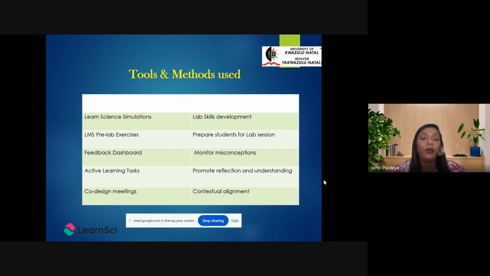And then we have the active learning tasks that promote reflection and understanding, as I just mentioned. And then the co-design of the meetings allows for contextual alignment. And so feedback from the lab demonstrators as well as the teaching assistants helped us to define these activities, as well as allowed us to refine our teaching and our emphasis on different conceptual concepts in the lectures.